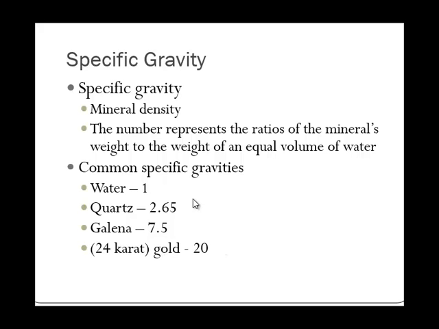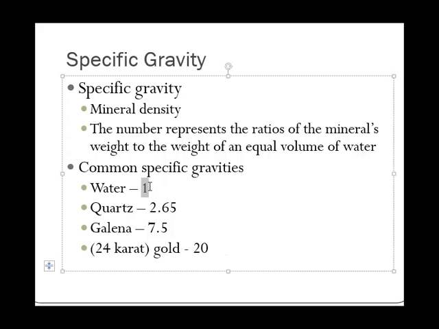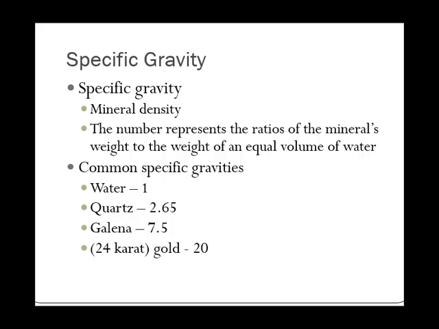Here are just some examples that are good to remember. Water has a density of 1. That's the thing that everything is based on. Quartz, for example, is 2.65, relatively low but higher than water. Galena is much higher, and gold, 24 karat gold, as I mentioned before, has a density of about 20, which is very, very high density.